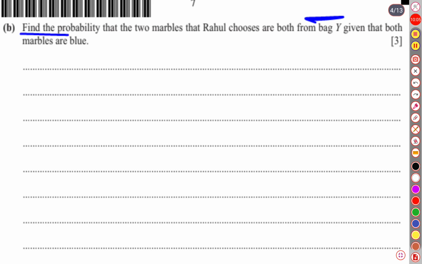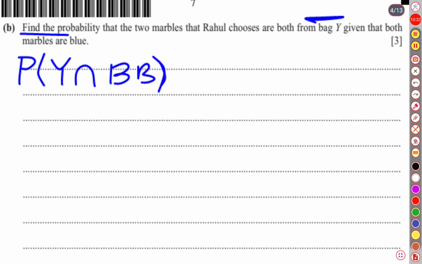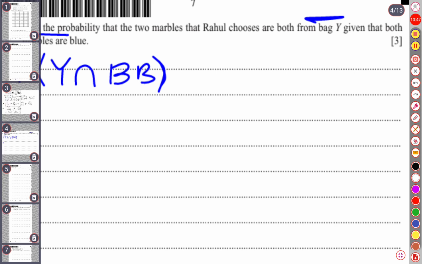We will find if both of them are blue from bag Y, what will happen. So Y, it is going to be Y intersection blue blue. Both of the marbles will be of blue color, and they must be picked up from bag Y. So let us see what are the cases when it is from bag Y and both of them are blue. We can pick up the information from the previous page.